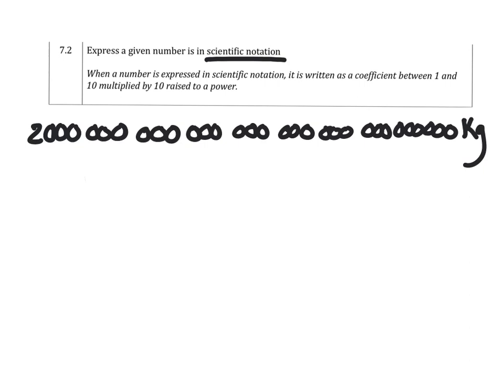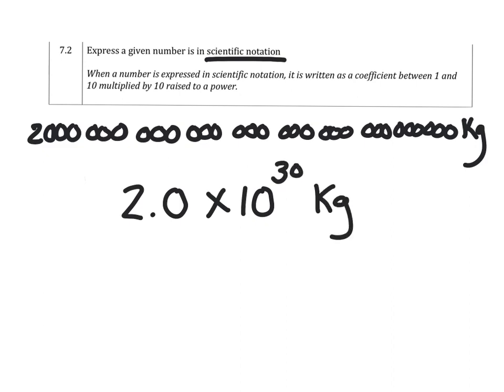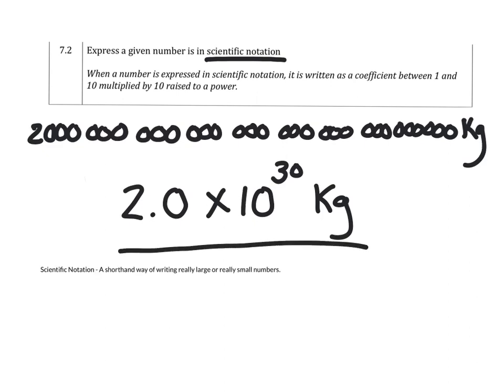So for example, if I was to write this number in scientific notation, it would look something like this: 2.0 times 10 to the power 30 kilogram. This number is written in scientific notation. Alright, so you can go ahead and copy that in your notebook. Scientific notation, a shorthand way of writing really large or really small numbers.